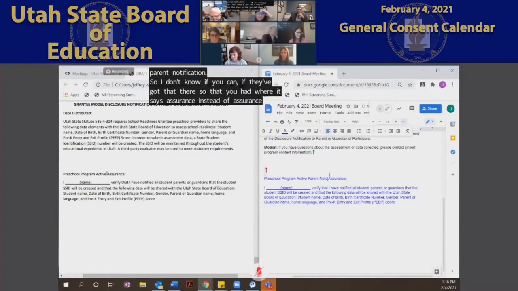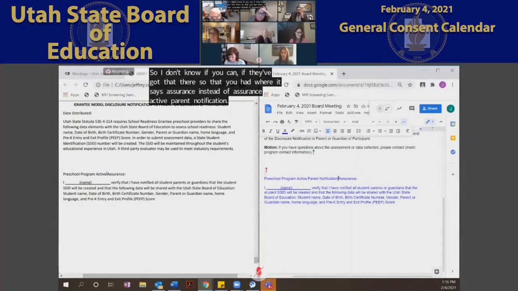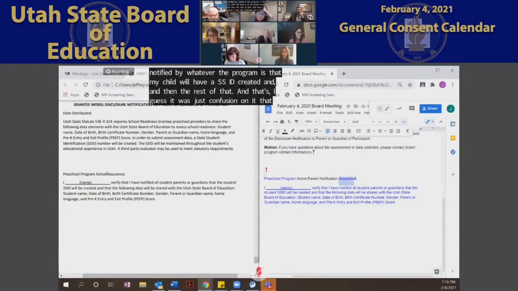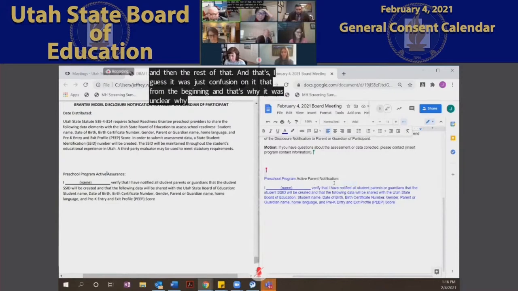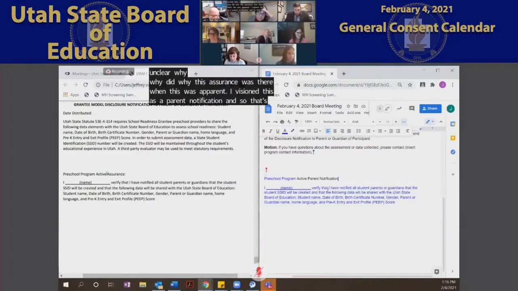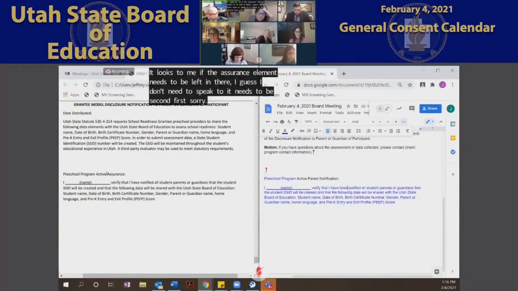There was just confusion on that from the beginning, and that's why I was unclear why this assurance was there when this was a parent notification. I envisioned this as a parent notification, and so that's my motion to put that on there. It needs to be seconded first, sorry. So you're making your motion to add the active parent notification? Yes, just that bottom part that I included there so that it's part of that model disclosure. I need a second. Okay, let's do a second first before you speak to it.